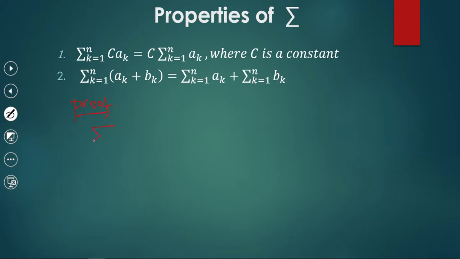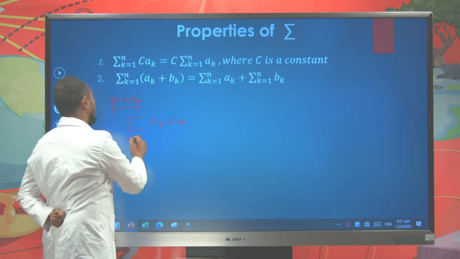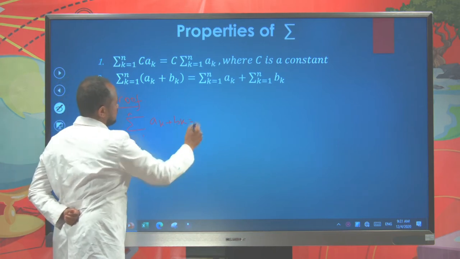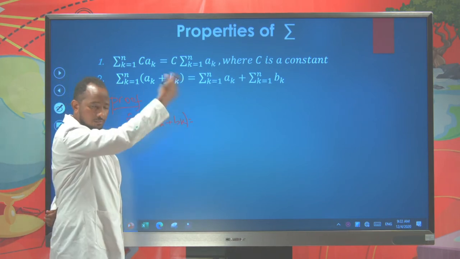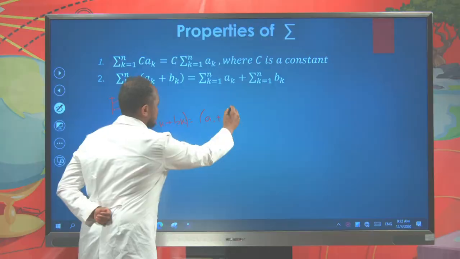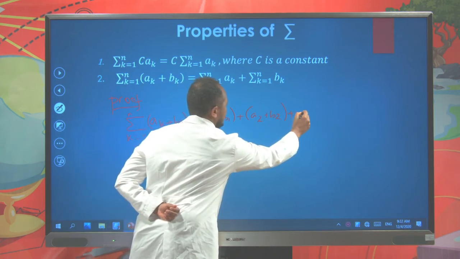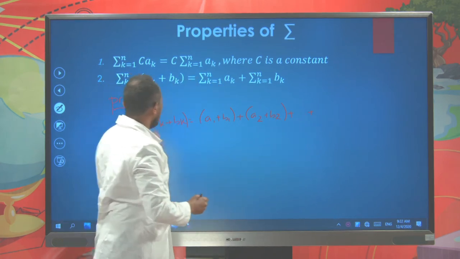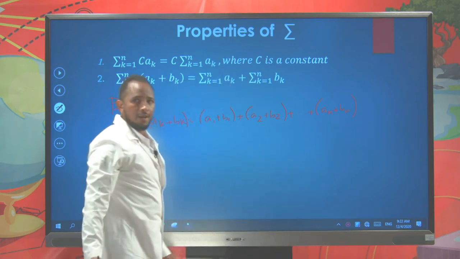The summation of AK plus BK, K starts from 1 up to N, is equal to, so this means the terms of this sequence starting from 1 up to N term. So this is equal to A1 plus B1, plus the next term, when you put 2 here, you get A2 plus B2, plus it goes on up to the N term. The N term is AN plus BN.